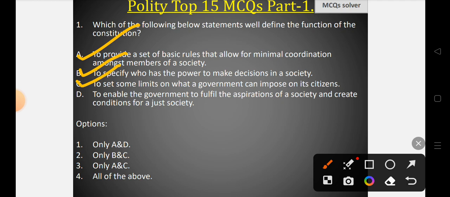And also it specifies the government. It is a set of instructions through which the government can create a just society by abiding by the Constitution, by following the Constitution and implementing the clauses of the Constitution. We can create a just society. So statement D is also correct. So all the statements above are correct. So the correct option will be option number 4, that is all of the above.